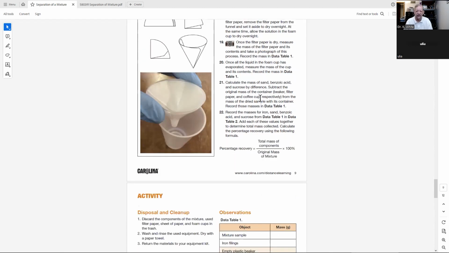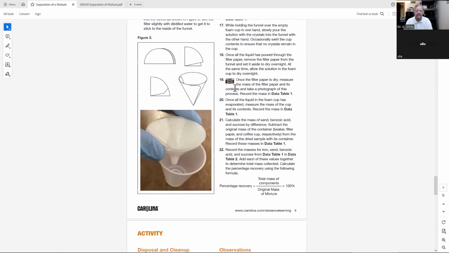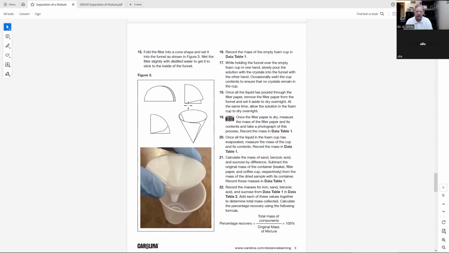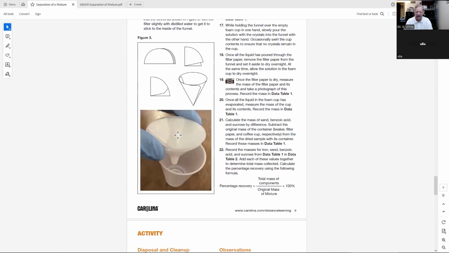Then you'll take the filter with the solid. Before you pour anything in there, make sure you lay the filter paper dry. Then you'll have a solid in there. Put that on some aluminum foil or plastic wrap somewhere safe. Let it dry overnight, and then you'll weigh the filter paper and the solid.